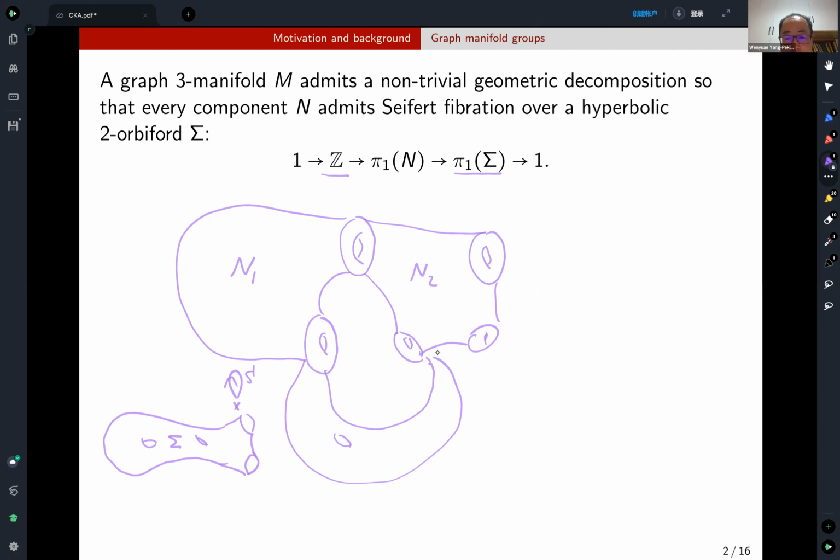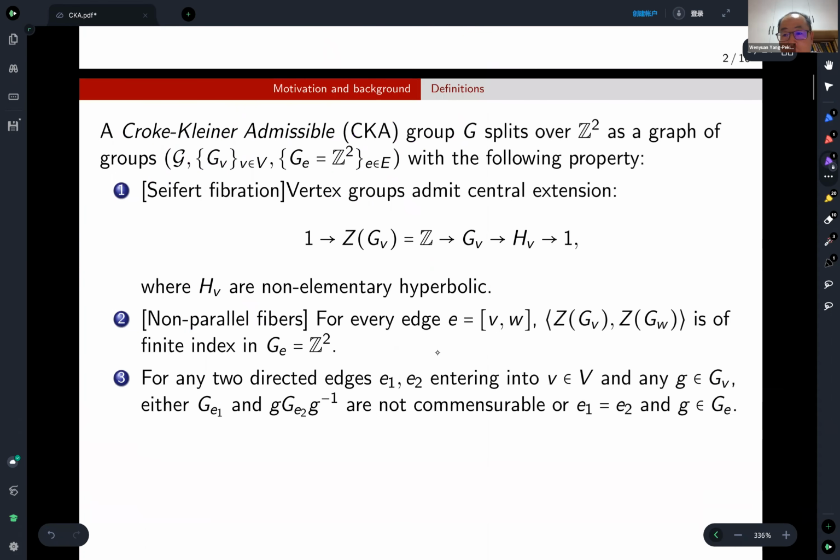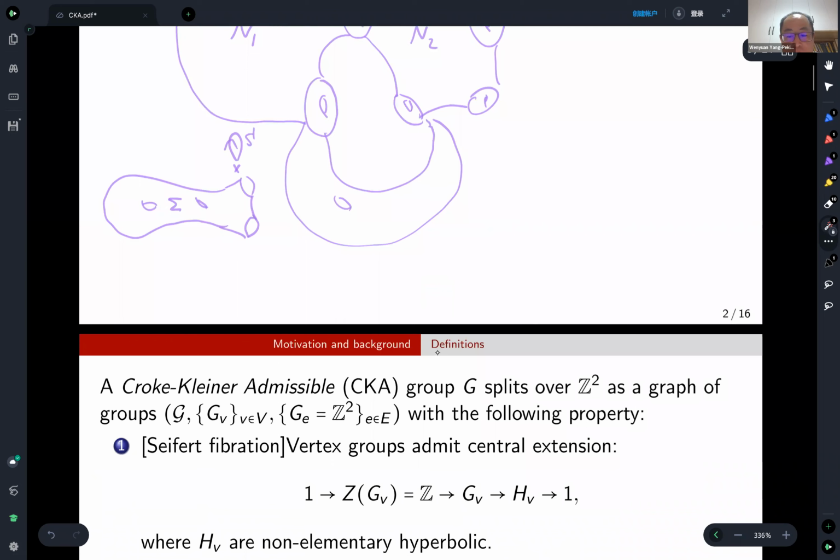So Croke-Kleiner groups just generalize this picture in a more group-theoretic way. So a Croke-Kleiner admissible group is a graph of groups such that the following properties hold. The first, this graph of groups has edge groups that are abelian groups of rank 2, because in the graph manifold group, the torus has fundamental group Z2.